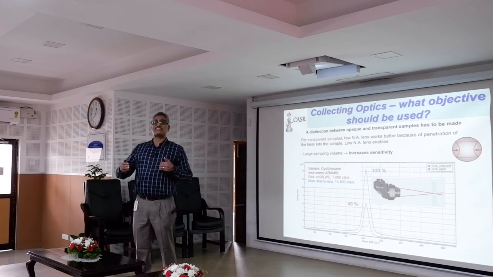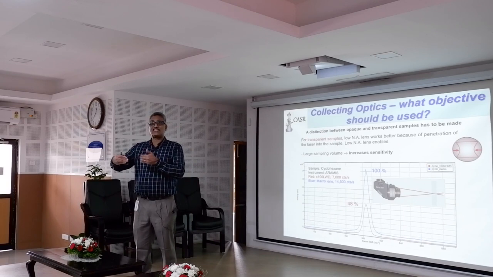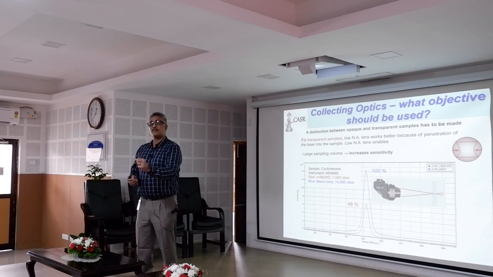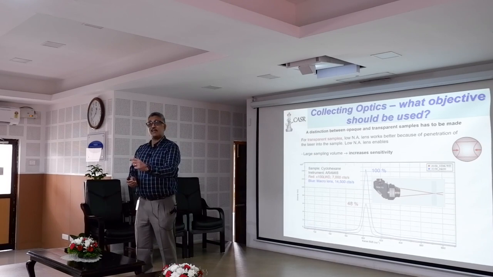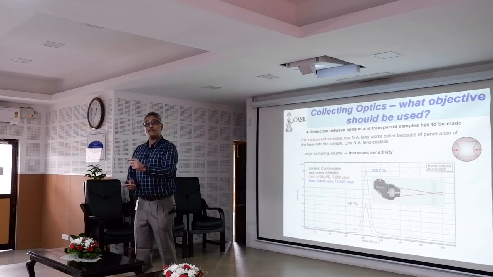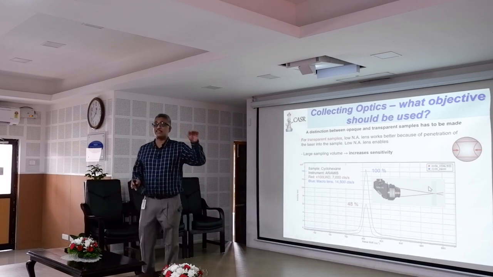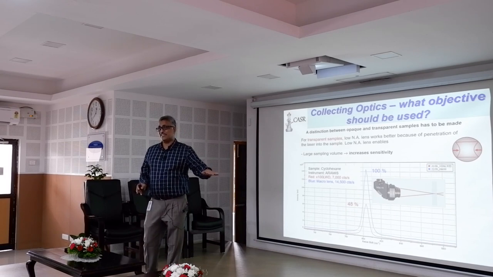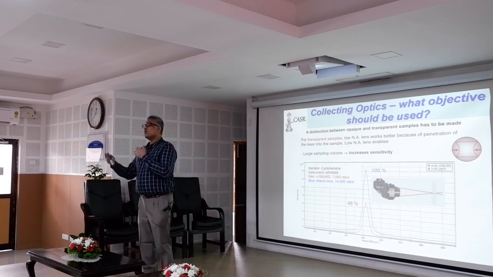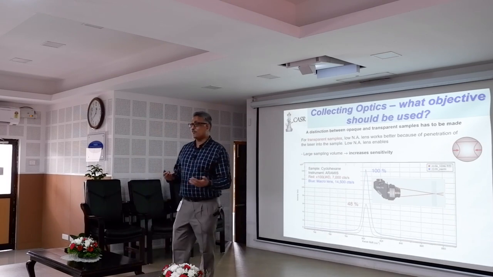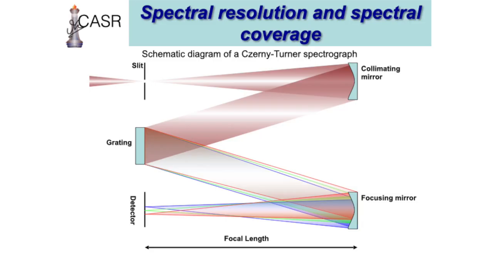The reason is when it is transparent, confocality is lost, right? 10x is not confocal. 100x is confocal, right? So my collection cylinder is smaller for 100x, whereas for 10x I have a larger cylinder, so I am collecting more sample. That's what happens. So whenever you have a transparent sample, it is better to use a lower magnification compared to the higher magnification. You can see that when you do an experiment, you should be very careful of what your sample itself is, right?